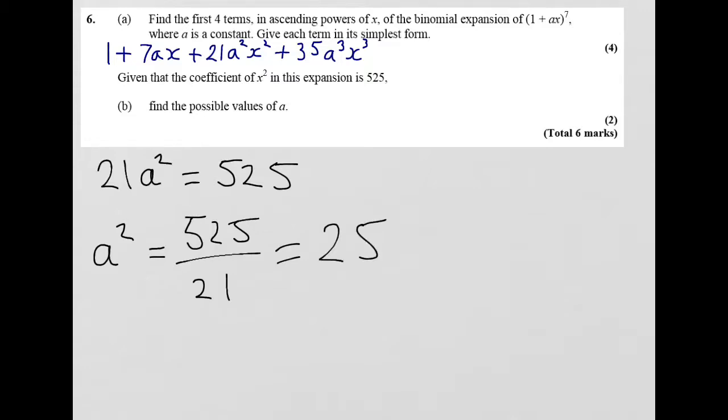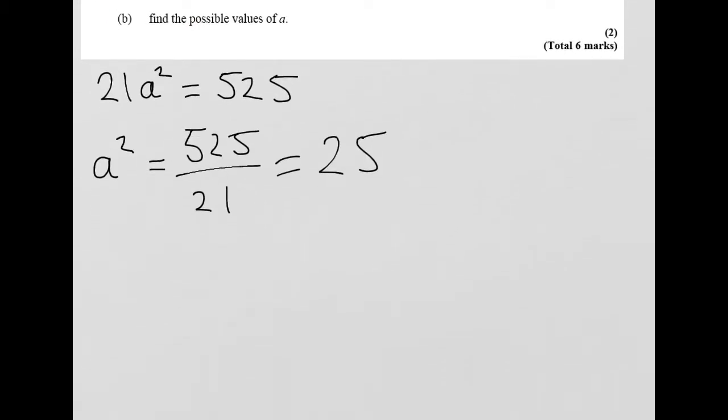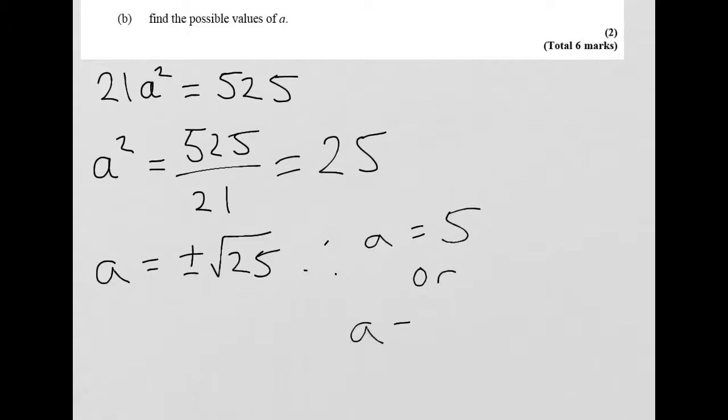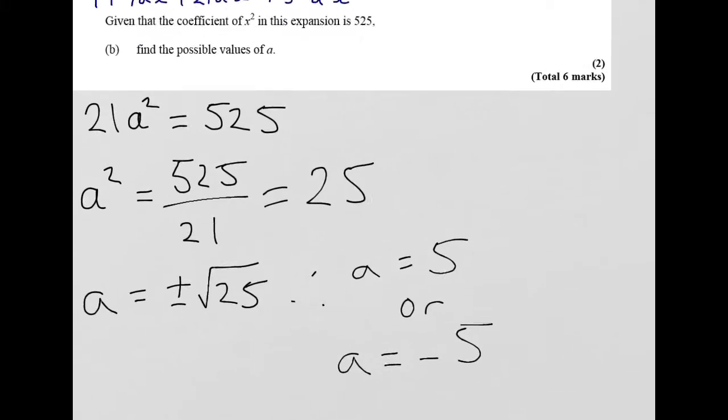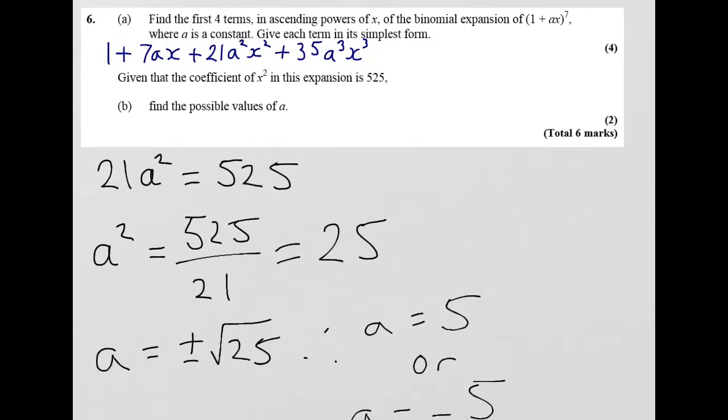So if we want the possible values of a, just be careful here. They said possible because it's positive and negative. Both those values are possible. So a is going to equal plus or minus the square root of 25. So a equals 5 or a equals minus 5. Quite a nice 6 marks there. So just be careful with that. Make sure you're happy understanding coefficients and being able to equate them in a question like this.